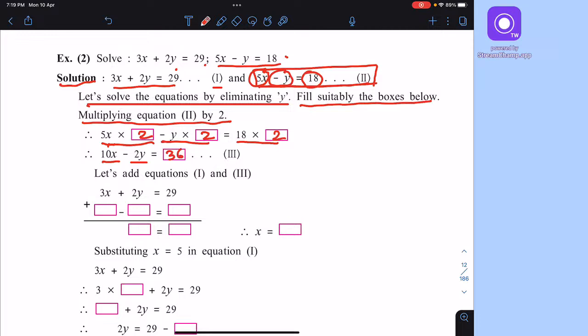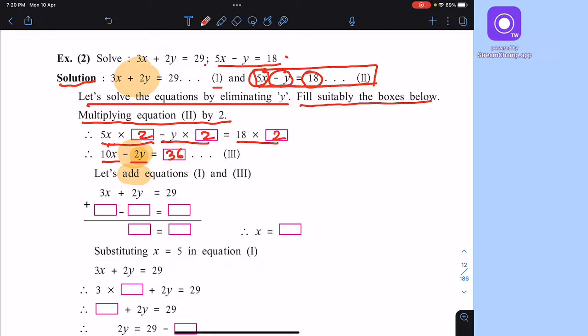Now let us add equation 1 and 3. In equation 1 we have 3x plus 2y is equal to 29. And in equation number 3 we have 10x minus 2y is equal to 36. We will find that here it was 2y and here it is minus 2y. So if we add these, plus 2y and minus 2y cut. That is how it is decided what operation is to be done.